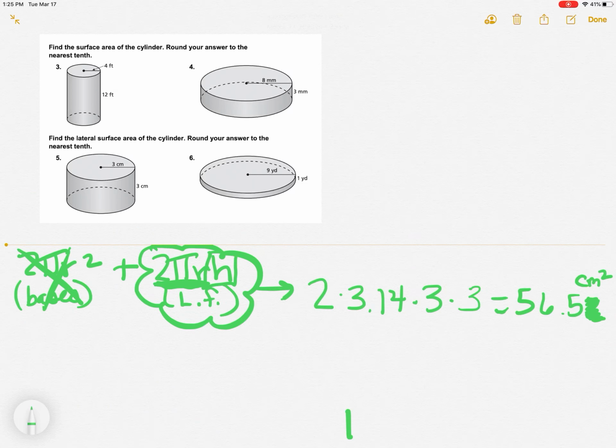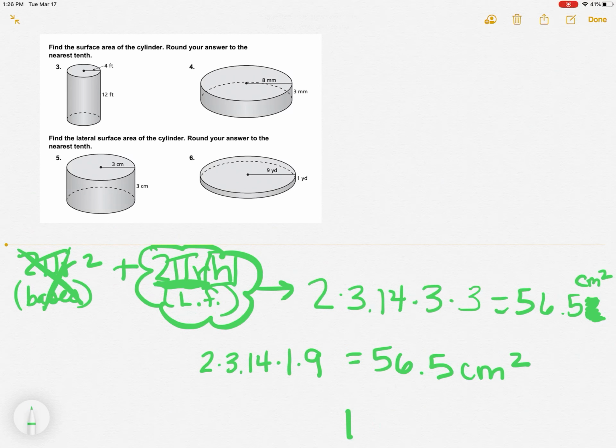All right, let's try number 6. Same thing, it's only the lateral surface area. So for number 6, I'm going to do 2 times 3.14 times 1 times 9, because I have a height of 1 yard and a radius of 9. So if I multiply 2 times 3.14 times 1 times 9, I get 56.52, which is the same as number 5. Well, look at that.